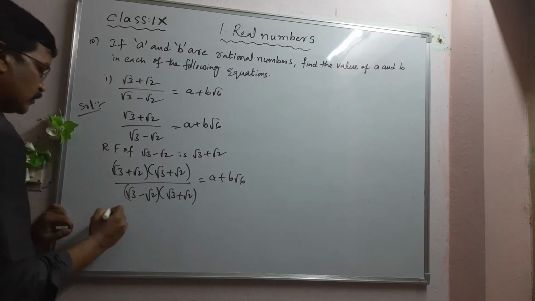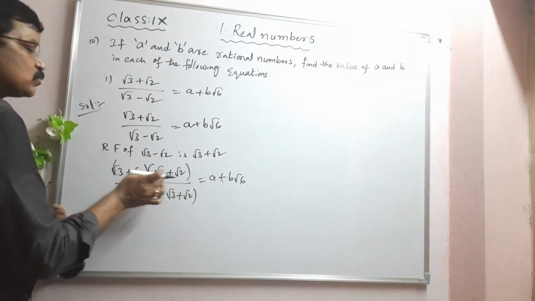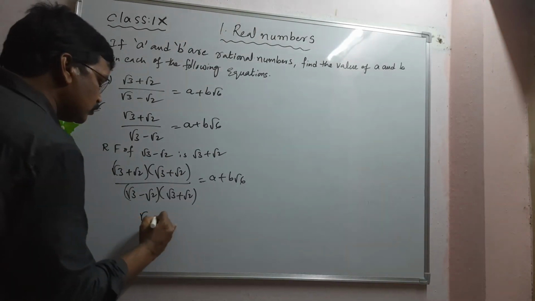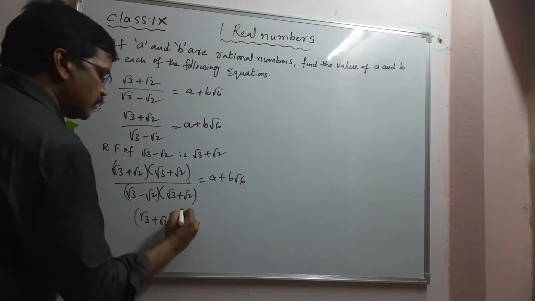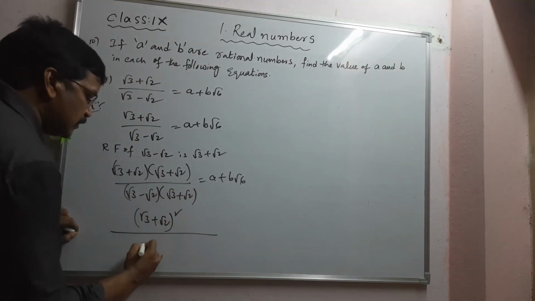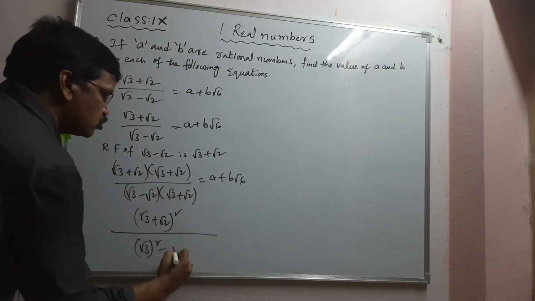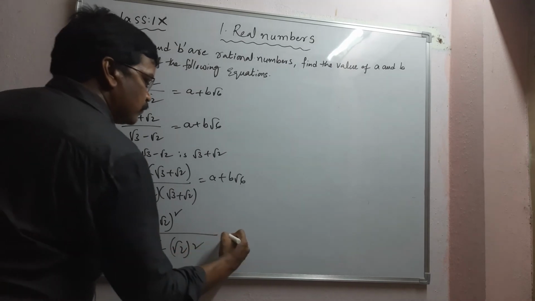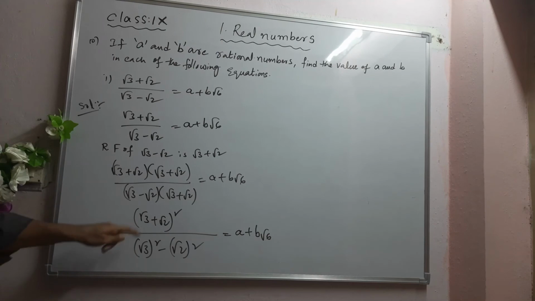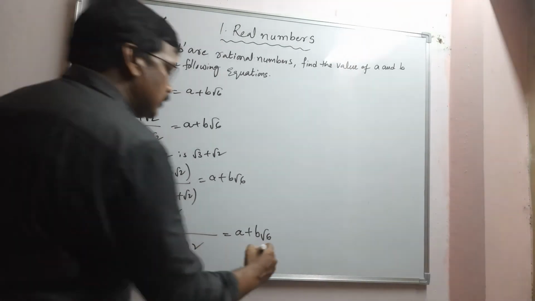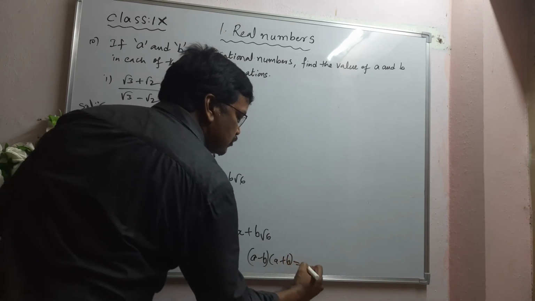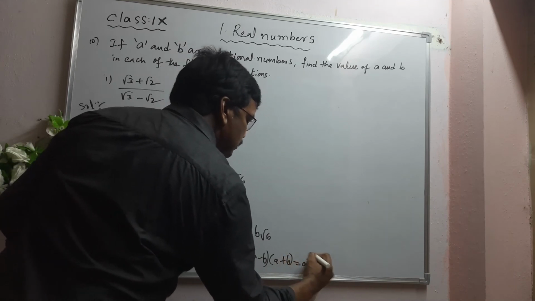Same, right? So this is root 3 plus root 2 times root 3 plus root 2, that will become root 3 plus root 2 whole square, whole by, this is a minus b times a plus b, that is root 3 whole square minus root 2 whole square is equal to a plus b root 6. Here I use the formula a minus b times a plus b, that is equal to a square minus b square.